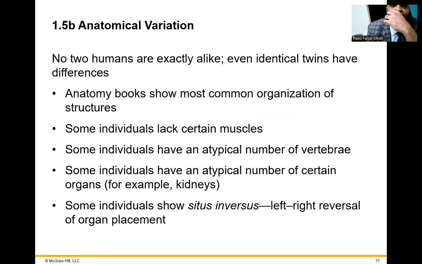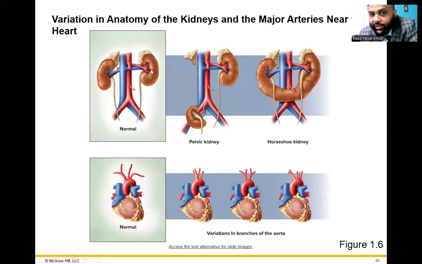No two humans are exactly alike. Even identical twins are different. So the anatomy and physiology we're going to be studying in this course is true for most people, but it does not mean everybody looks the particular way that we have learned. For example, normally your kidneys are supposed to look like that, but some people have pelvic kidneys. Some people have kidneys that are down here. Some people have kidneys that are connected like a horseshoe. Some people have a normal aorta like this one, but here you see different variations in the branching of the aorta.